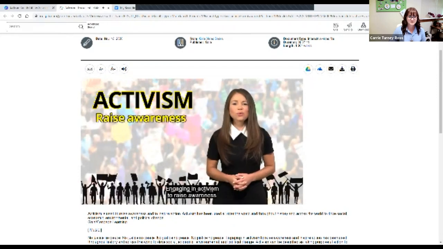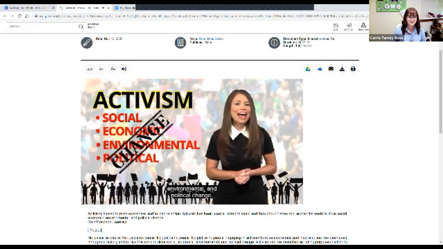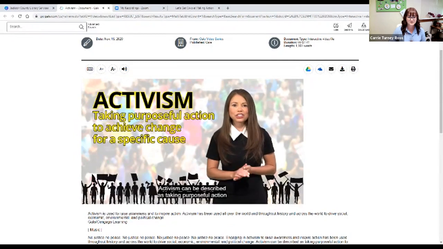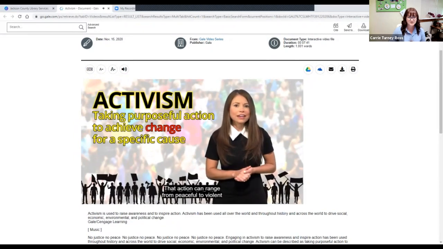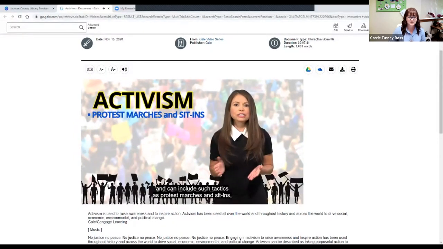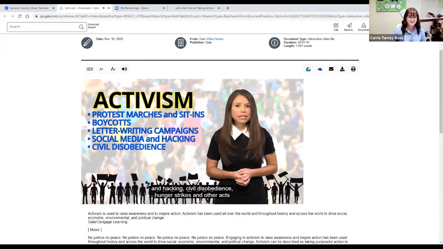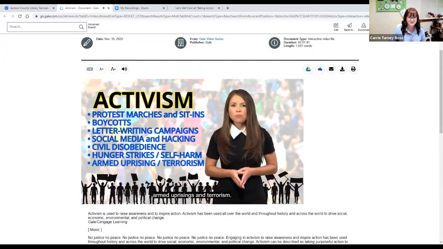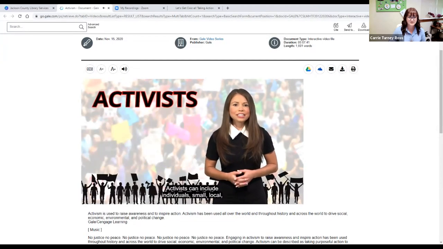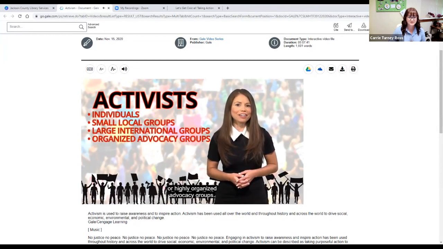Engaging in activism to raise awareness and inspire action has been used throughout history and across the world to drive social, economic, environmental, and political change. Activism can be described as taking purposeful action to achieve change for a specific cause. That action can range from peaceful to violent and can include such tactics as protest marches and sit-ins, boycotts, letter writing campaigns, social media and hacking, civil disobedience, hunger strikes, and other acts of physical self-harm that garner media attention, armed uprisings, and terrorism. Activists can include individuals, small local or large international groups, or highly organized advocacy groups.